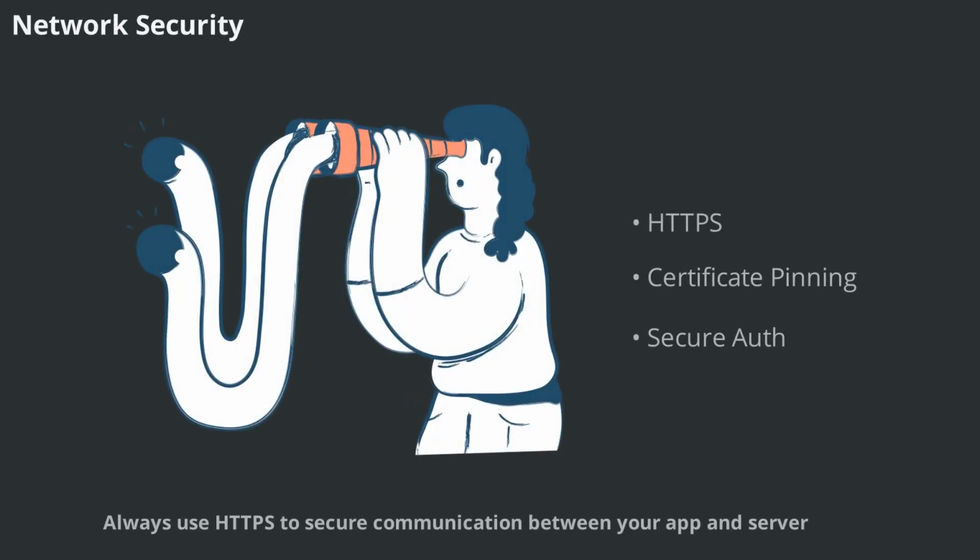Always use HTTPS to secure communication between your app and server. Implement certificate pinning to ensure your app only trusts your server. Avoid logging sensitive data and use secure authentication methods like OAuth2. Interviewers may ask about network security best practices.